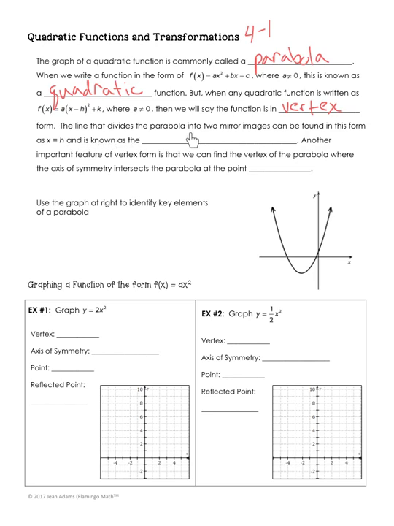The line that divides the parabola into two mirror images can be found in this form as x equals h. So if this is the parabola, look at the graph below, this right here would be the axis of symmetry. It's cutting that parabola in half, and this point right here is the vertex. And that vertex is going to be known as h comma k.